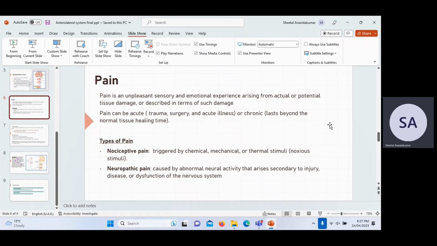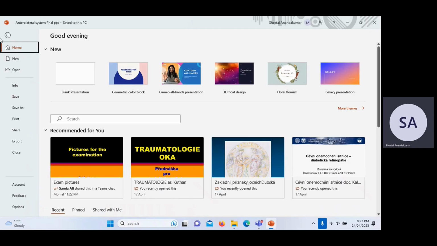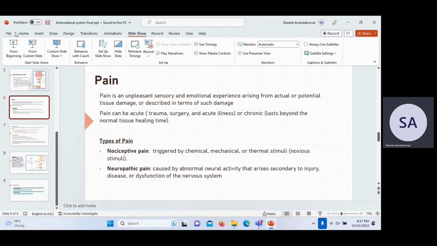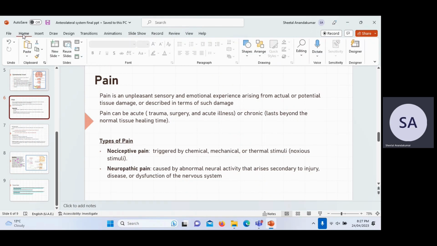Chronic pain, on the other hand, is pain that lasts beyond the normal tissue healing time. According to IASP, it's generally 6 months. And unlike acute pain, chronic pain plays no protective role in preventing further tissue damage, and can be considered a disease in its own right. Types of pain include nociceptive pain and neuropathic pain. Nociceptive pain is pain triggered by chemical, mechanical, and thermal stimuli, and neuropathic pain is pain that's caused by abnormal neural activity that is a consequence of injury, disease, or dysfunction of the nervous system.